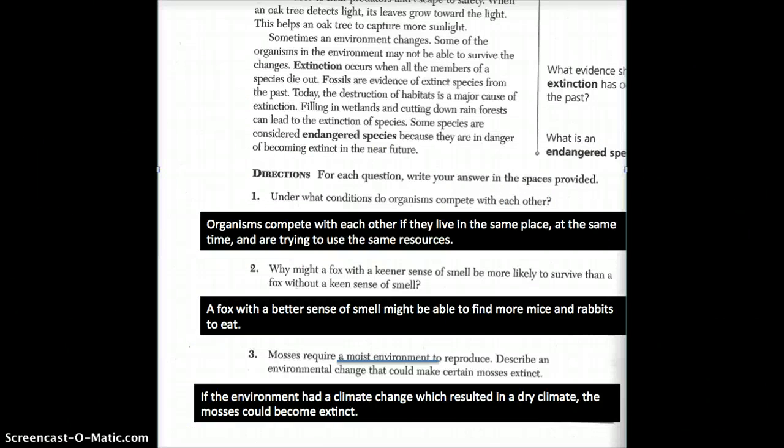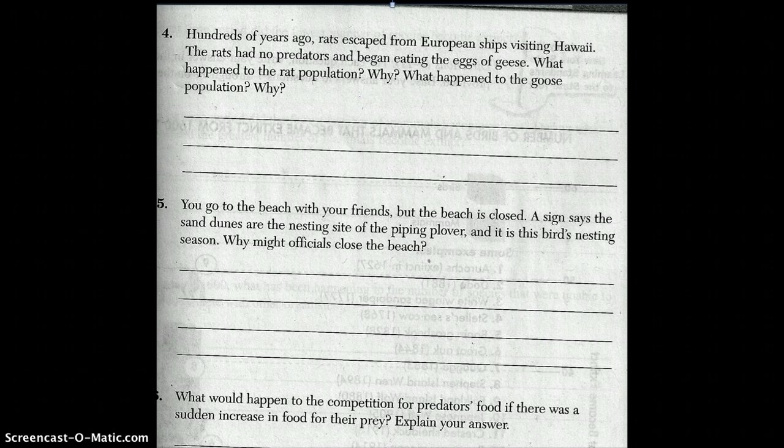So that was just an example of how stronger senses or keener senses can help a fox survive. All right, so number 3, mosses require a moist environment to reproduce. Describe an environmental change that could make certain mosses extinct. So we know a lot of environmental change is happening with climate change. If the environment had a climate change which resulted in a dry environment, because they need moist, the mosses could become extinct.